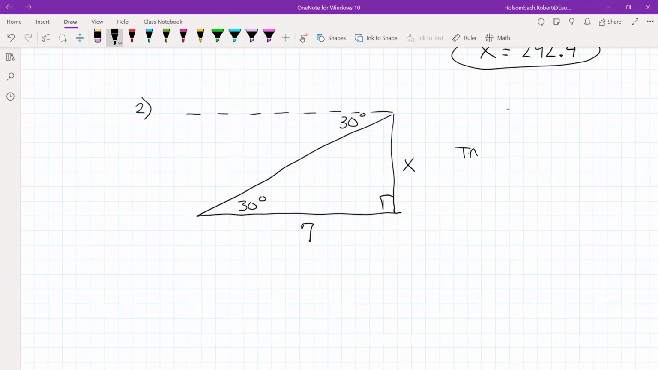So tan 30 equals the opposite side x over the adjacent side 7. So 1 times x is x, and tan 30 times 7 is 4.